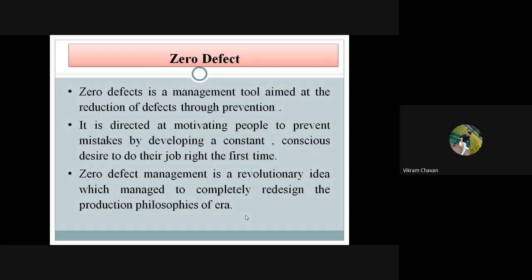Zero defect is a management tool aimed at the reduction of defects through prevention, full stop.